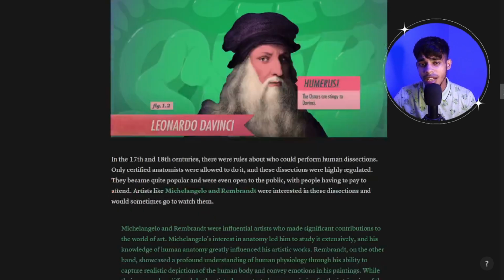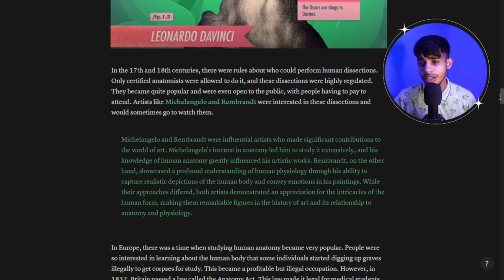Now after so long, in the 17th and 18th century, there were rules about who could perform human dissections. It was the time when no one could randomly find a dead body and start dissecting it. Rules were made so that only selected or authorized individuals were allowed to perform human dissections. A few of the people who were allowed to do this were using cadavers. I'll come to that in the coming section. So let's read it and understand what exactly we are talking about, right?